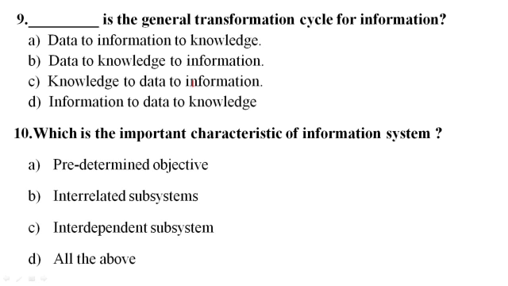The last question is the 10th question, which states that which is the important characteristic of information system? Options are A, predetermined objective, B, interrelated subsystems, C, interdependent subsystem, and D, all of the above. So the right option is option D, all of the above. It includes all the characteristics: predetermined objectives, interrelated subsystems, and interdependent subsystems also. So these are the few multiple choice questions.